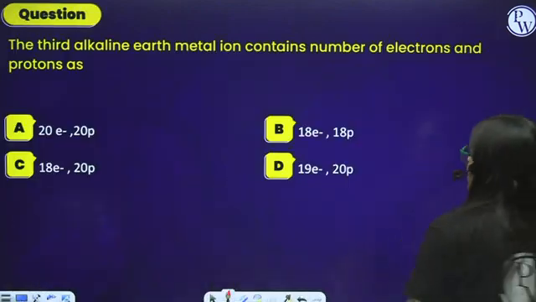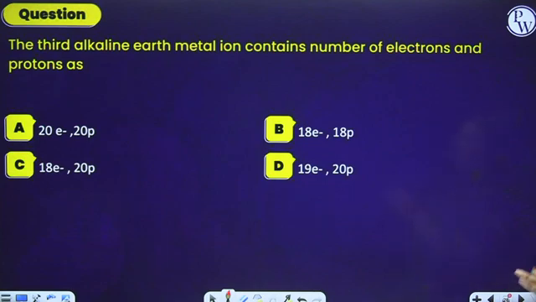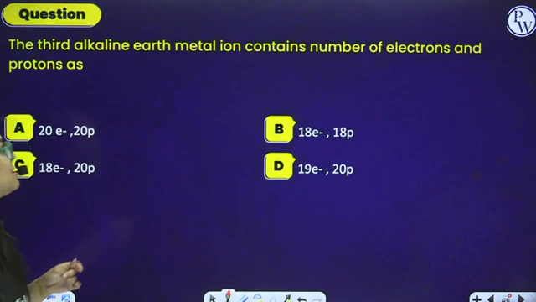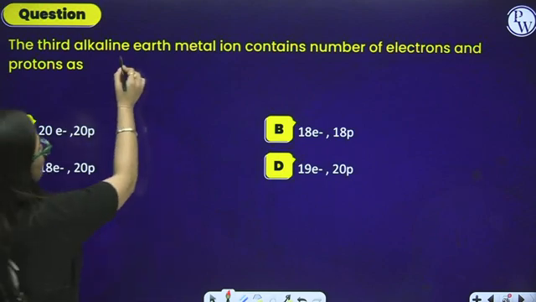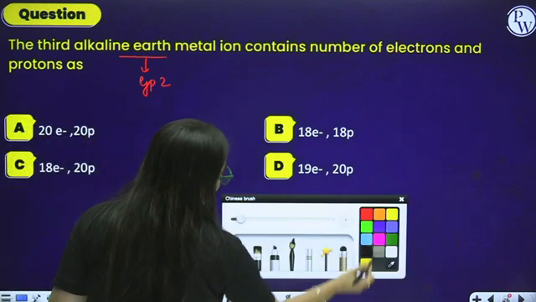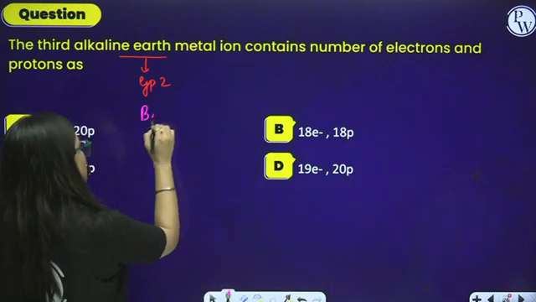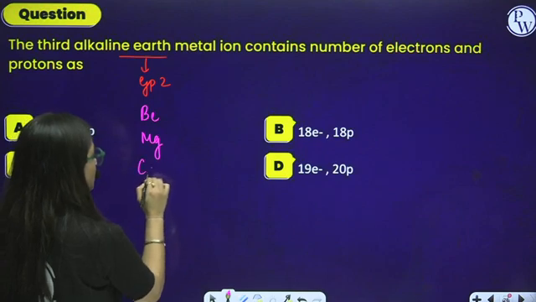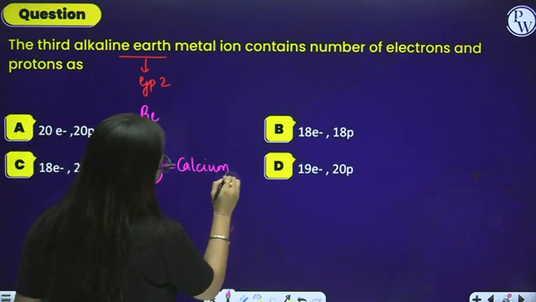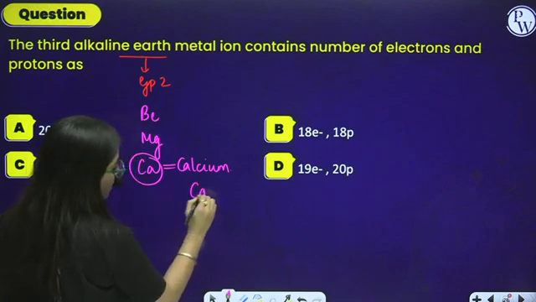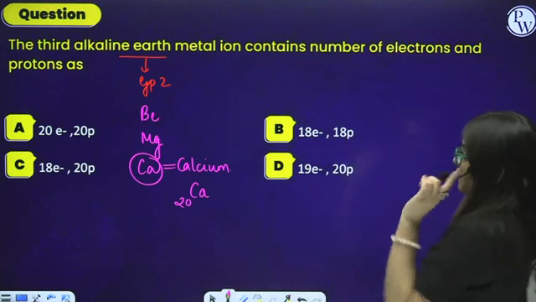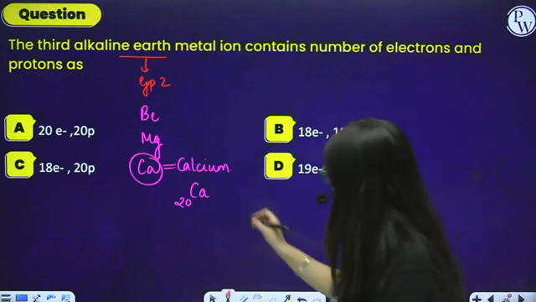Okay. So here comes the very first question of ours. The third alkaline earth metal ion contains the number of electrons and protons as? Now, alkaline earth metals basically refer to group number 2. Now, what were the elements? So, this is the third member, that is calcium. Calcium has an atomic number of 20. But I have told you that it creates a +2 charge on it.